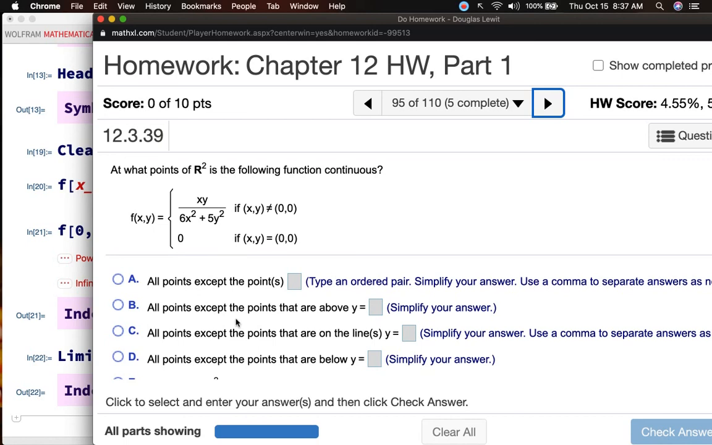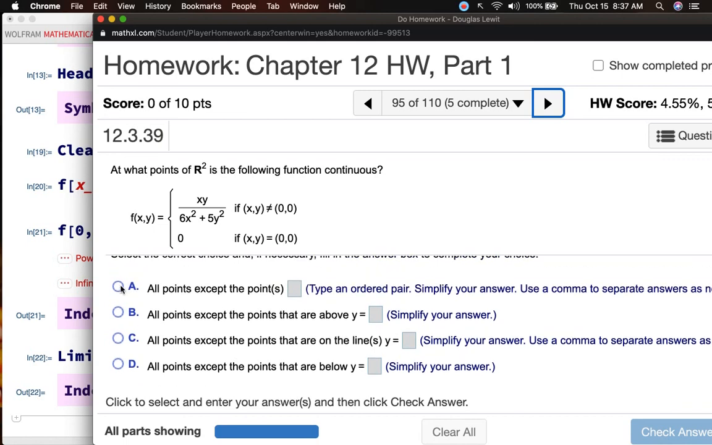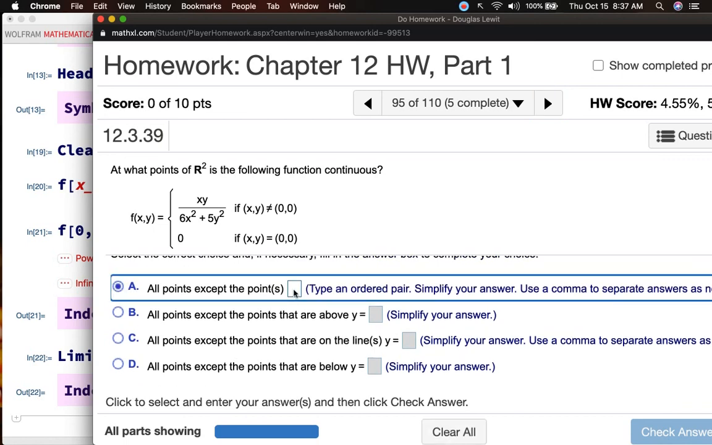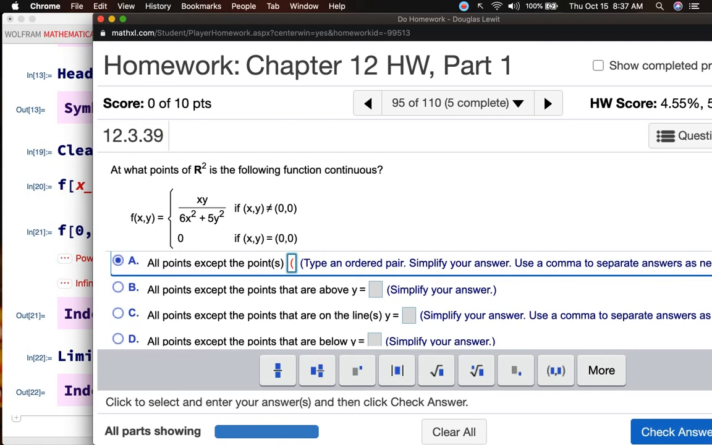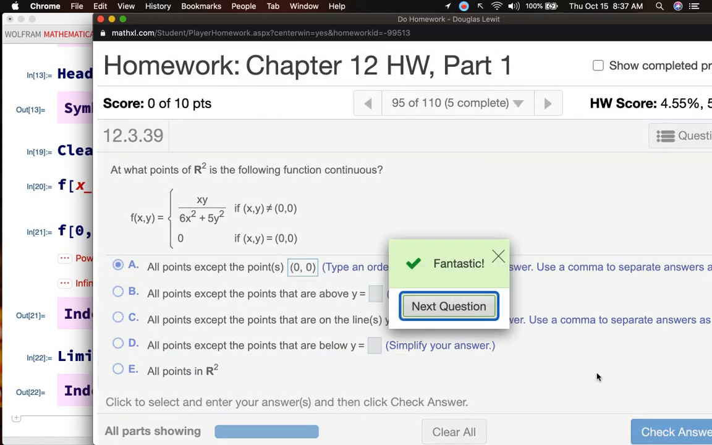let me see which, okay, all points except the points 0, 0. Now I realize in Mathematica you would type this. You would type that, okay? That's not acceptable Pearson notation. That is acceptable Mathematica notation. It is not acceptable Pearson notation. And let's see. Okay, so far doing pretty good.